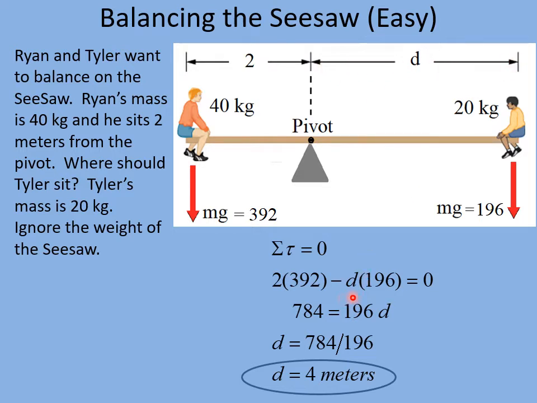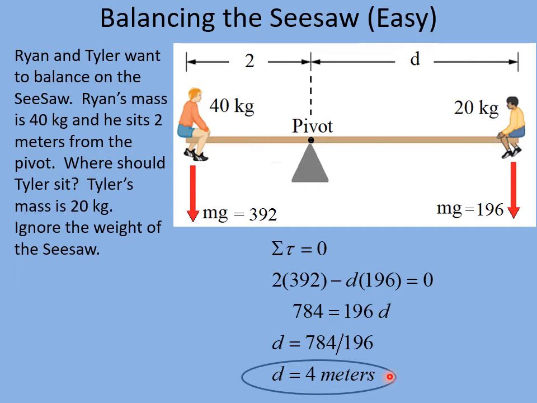So his distance is d times his weight of 196, and of course we have to add those together to get 0. So multiplying these two numbers, we get 784, and let's move this term, it's minus, over to the right side, it becomes positive 196d. Therefore d is 784 divided by 196, which is 4 meters.